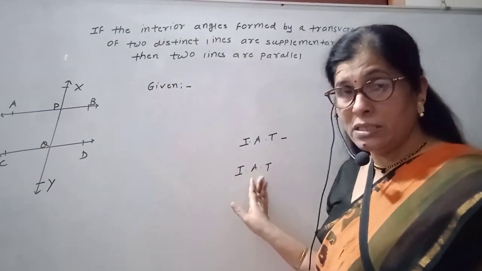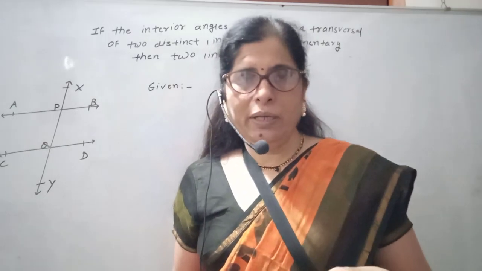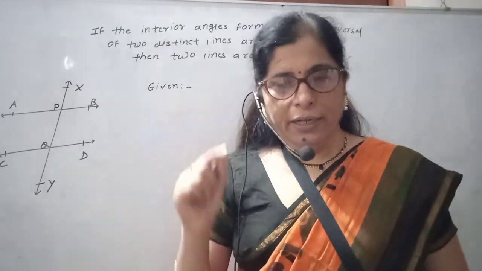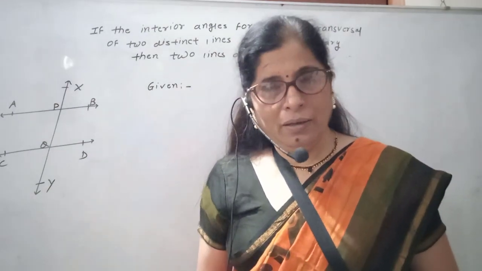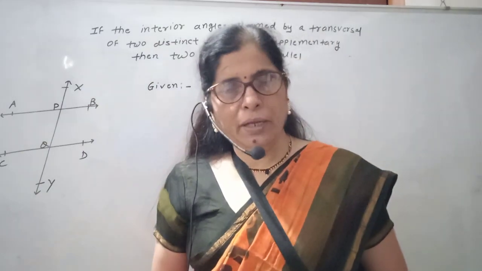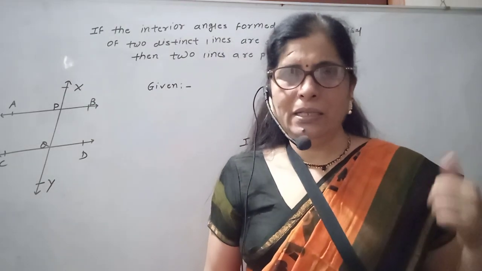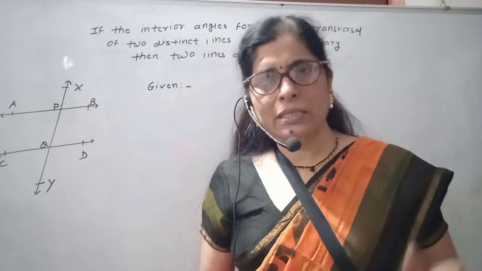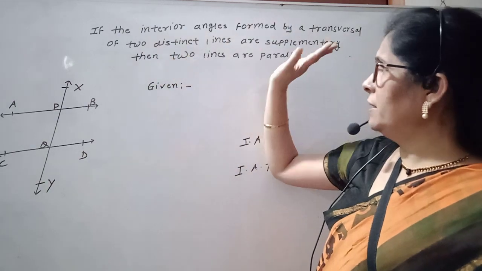Interior angles test means the property about the angle is given, and from that if we are proving that lines are parallel, then this is the test. Means if it is given that interior angles are supplementary and hence lines are parallel, this is the interior angle test. If it is given that corresponding angles are congruent, so lines are parallel, then it is corresponding angles test. If it is given that alternate angles are congruent and hence lines are parallel, then it is alternate angles test. This is interior angles test.